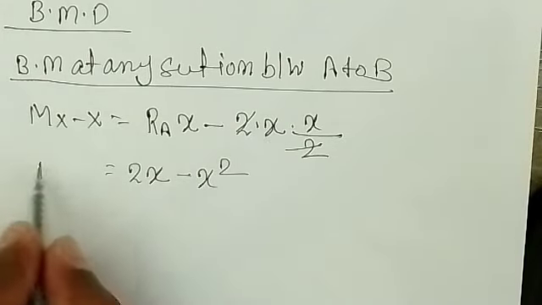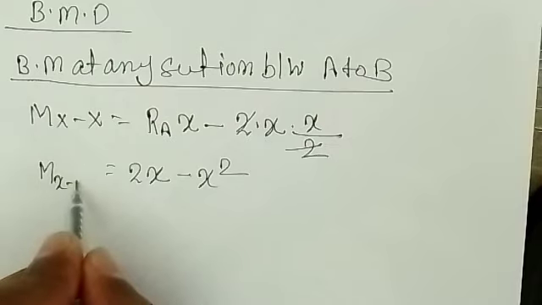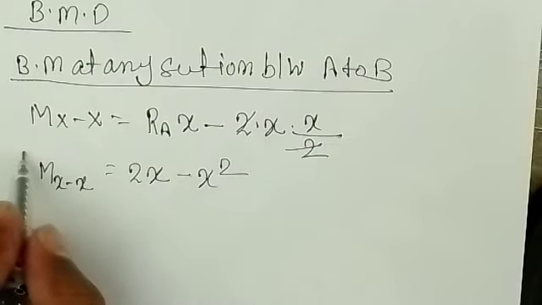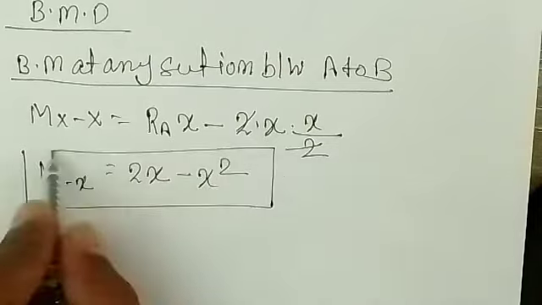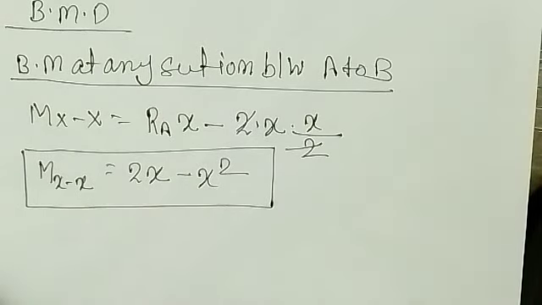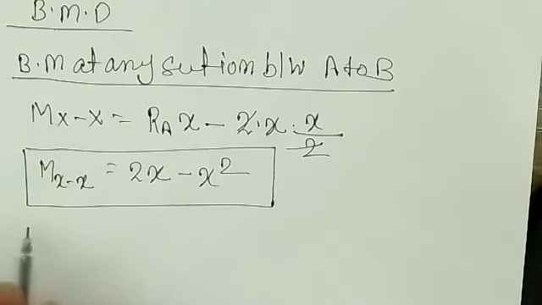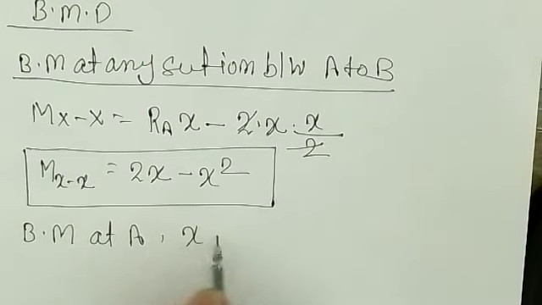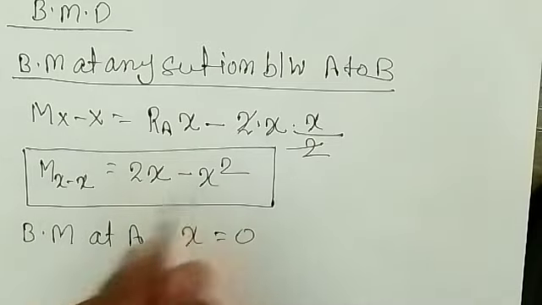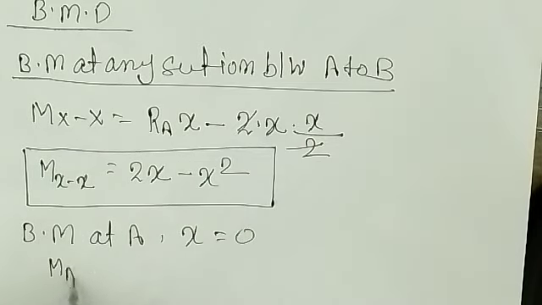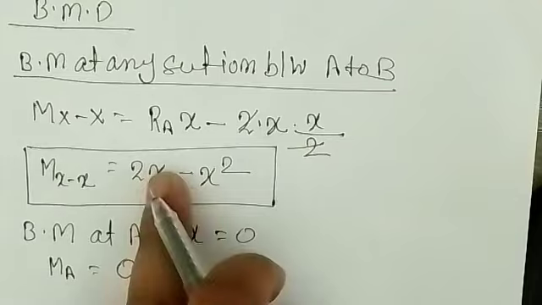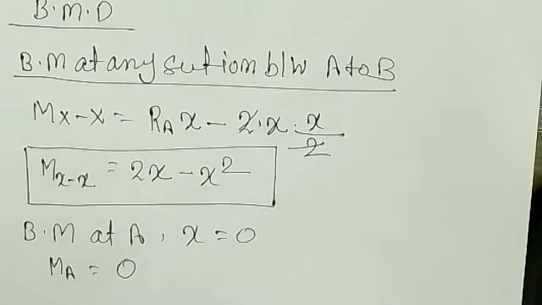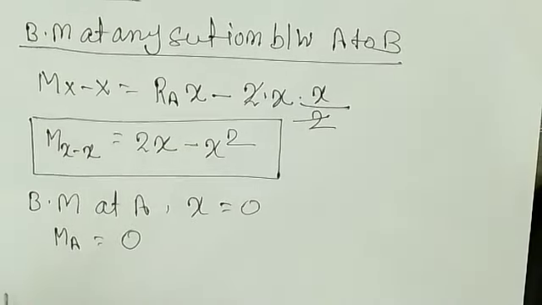So the bending moment between A to B at a distance of X from A is 2X minus X square. This is the equation you generated, right? Now if I want to know the bending moment at A, at A, X is equal to 0. When you put X as 0, the bending moment will be 0, that is MA is equal to 0. 2 into 0, 0 minus 0 square. Already you know the bending moment at the end will be 0, right?